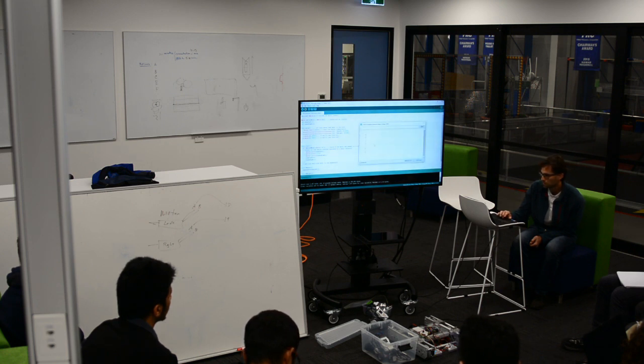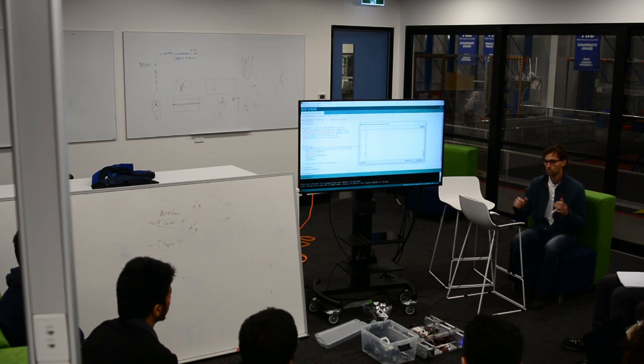I have set, this is an unusual baud rate, but it's high. See serial begin 115200. I've got the baud rate the same here. If that's different, I'm just going to get gibberish, because it's not going to be receiving the things right. So this is the left encoder and the right encoder, and they're increasing 4 times a second or about that.